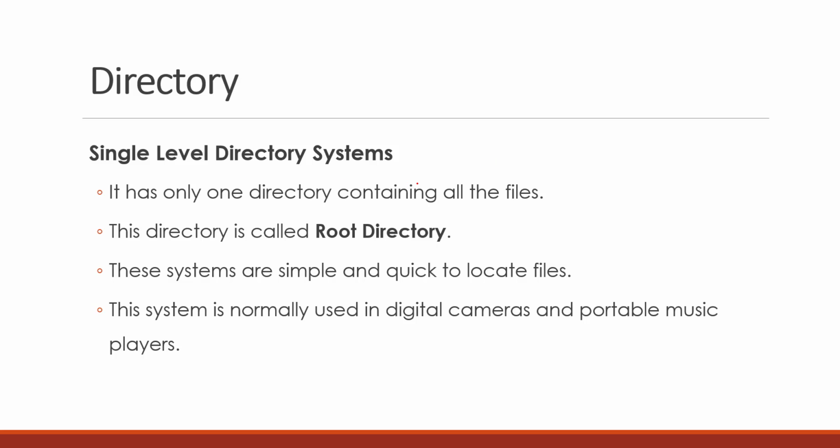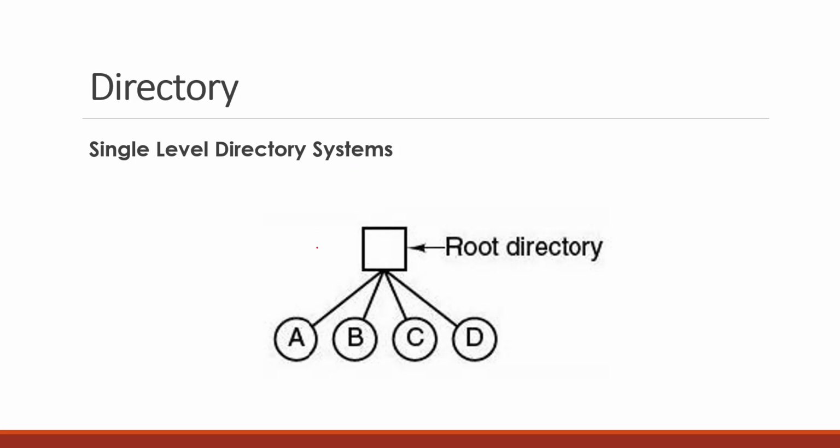Now there are different types of levels. Single level directory systems are systems where there is only one directory, only one folder in your system, and all the files are inside this folder, right? This is handy when you have a small number of files, and you just have one folder in your whole operating system and everything is inside that folder. It becomes very fast and easy to search for files.